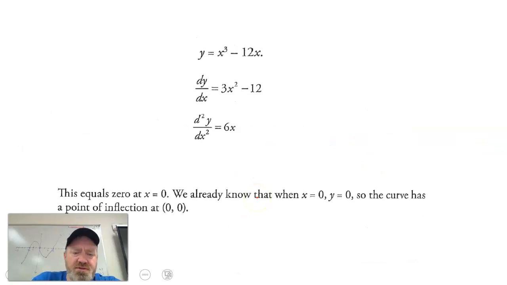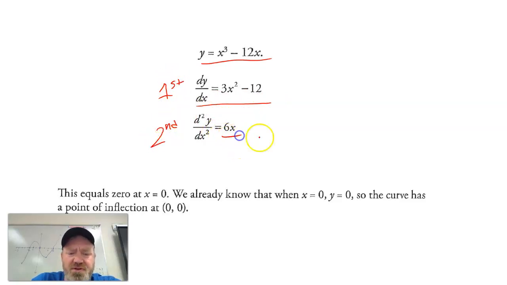So second derivative, here's the original. First derivative, here's second derivative right here. Second derivative is so simple that it makes this pretty easy to figure out where we're concave up, concave down, therefore finding maximums and minimums. It's also really easy to find where we have a point of inflection, because when is 6x equal to 0? Well, when x equals 0, duh.